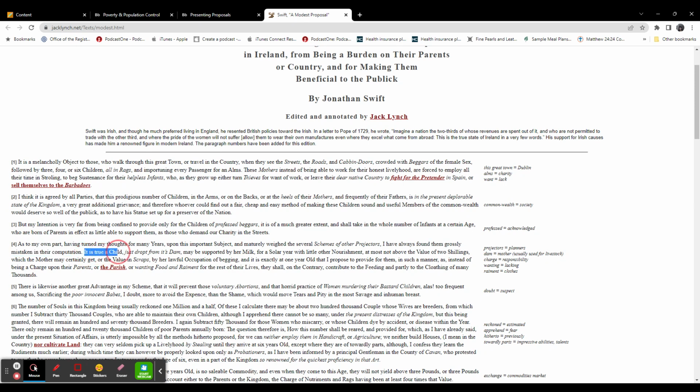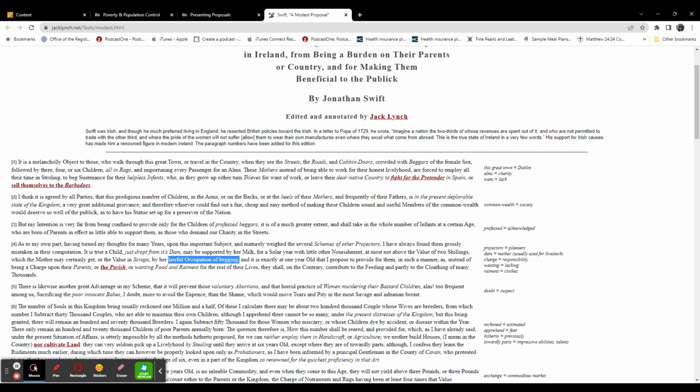It is true, a child just dropped from his dam may be supported by her milk for a solar year with little other nourishment, at most not above the value of 2 shillings, which the mother may certainly get, or the value in scraps by her lawful occupation of begging. So this professed beggars here is acknowledgement, right? But remember when I noted that that is considered their profession.